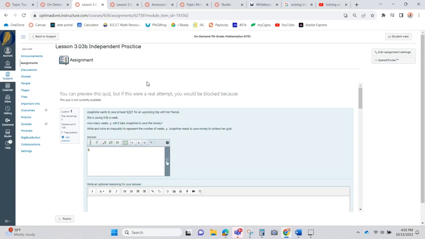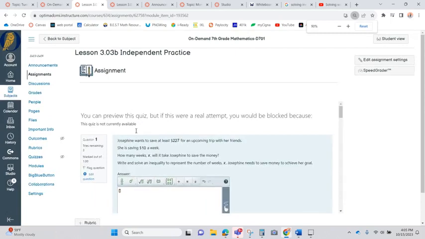We are writing and solving one-step inequalities, and solving word problems with inequalities. Let's zoom in.